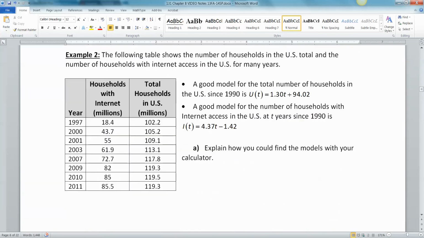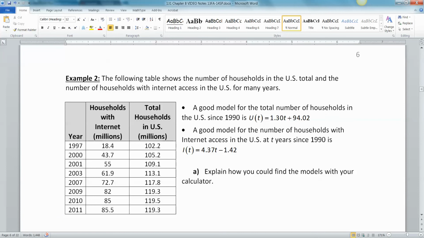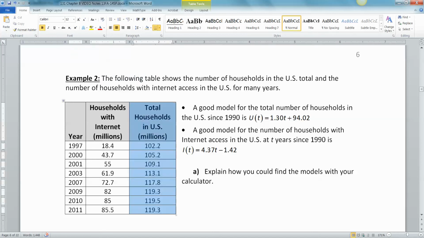All right, now let's do a modeling problem, and then we'll be all done. But unfortunately, it's a long problem. So the following table shows the number of households in the U.S. total and the number of households with internet access. So here's the total number of households, period. And there are the number of households with internet access in the U.S.